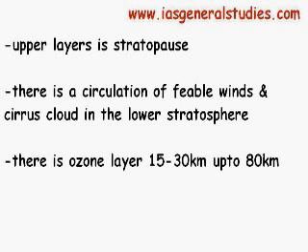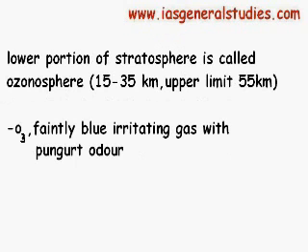The upper layer is the stratopause. There is a circulation of feeble winds and cirrus cloud in the lower stratosphere, and there is the ozone layer from 15 to 30 kilometers up to 80 kilometers. The lower portion of the stratosphere is called the ozonosphere, which is 15 to 35 and the upper limit is 55. And ozone is a faintly blue irritating gas with a pungent odor.